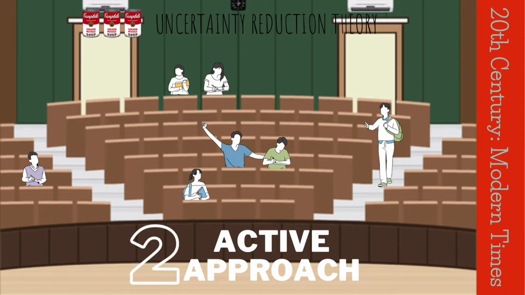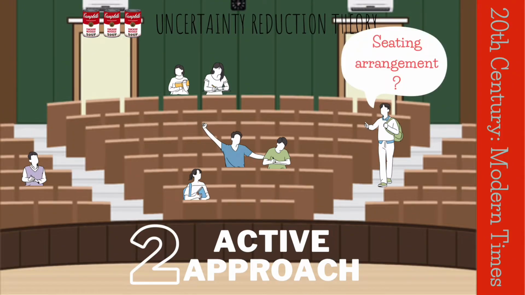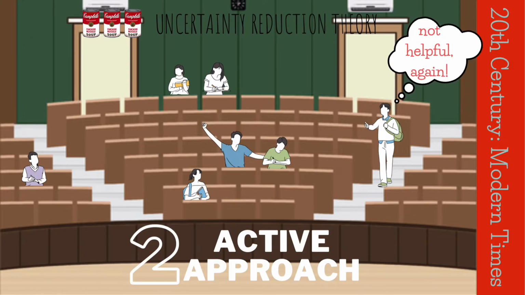Next, you decide to adopt an active strategy by engaging your peers. You turn to a fellow student and inquire about seating preferences. Unfortunately, your classmate is as new to this environment as you are, and they cannot provide any guidance. The active strategy hasn't brought you closer to a solution.